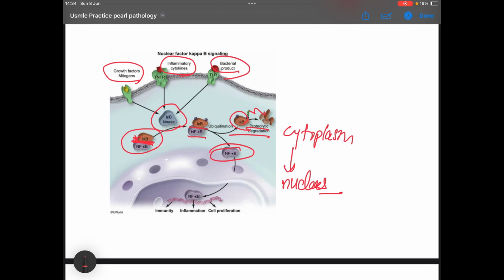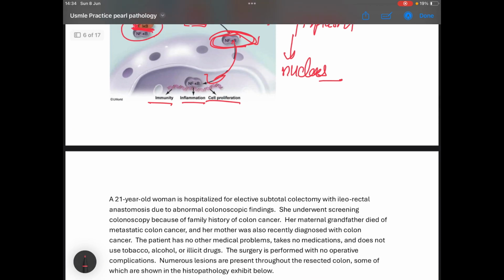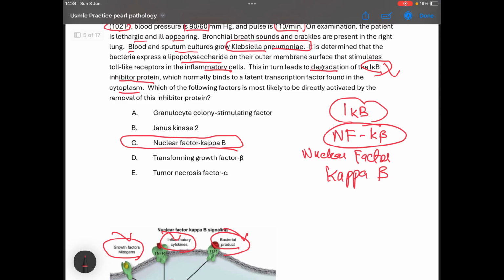And after all that, I am going to summarize: nuclear factor kappa B is inactive because it is attached to the IKB inhibitor. When it gets a stimulation like growth factors, mitogens, inflammatory cytokines, and bacterial products, they activate one enzyme, IKB kinase, that separates the two compounds, and nuclear factor kappa B will be free. It will go into the nucleus and give a response for immunity, inflammation, and cell proliferation. It is responsible for the inflammatory response.